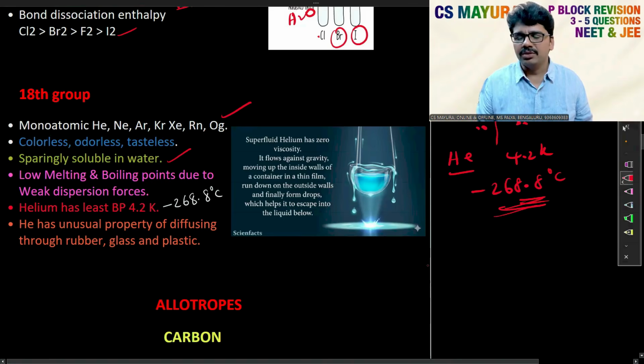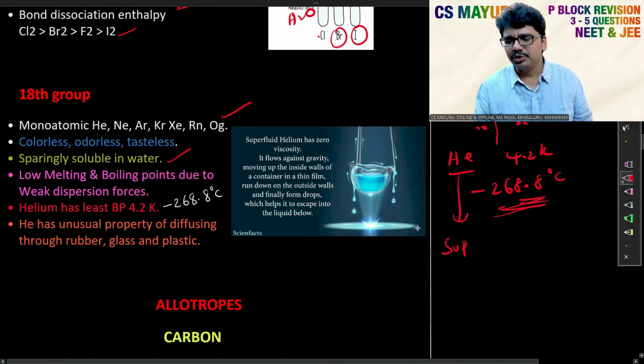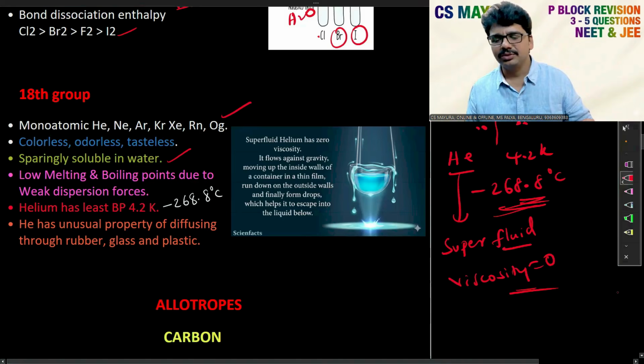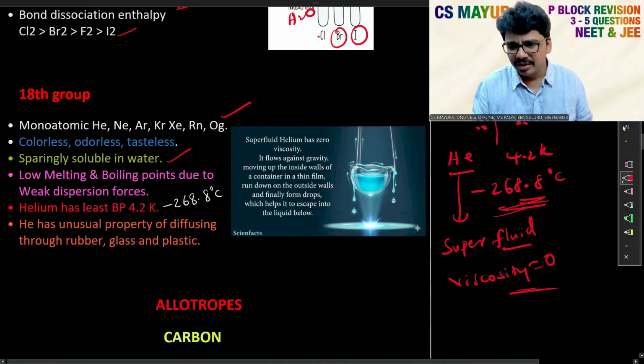Right, perfect. Now, at this temperature, helium behaves as a superfluid. What does superfluid mean? Its viscosity will be zero. At this temperature, liquid helium has zero viscosity. So why is it called superfluid? When its viscosity is zero, you can see in this picture, the liquid helium rises through the walls of the vessel and comes down. It is flowing through the walls and falling down.